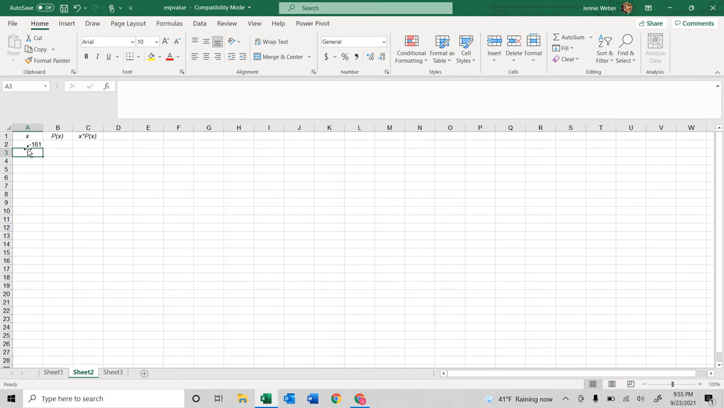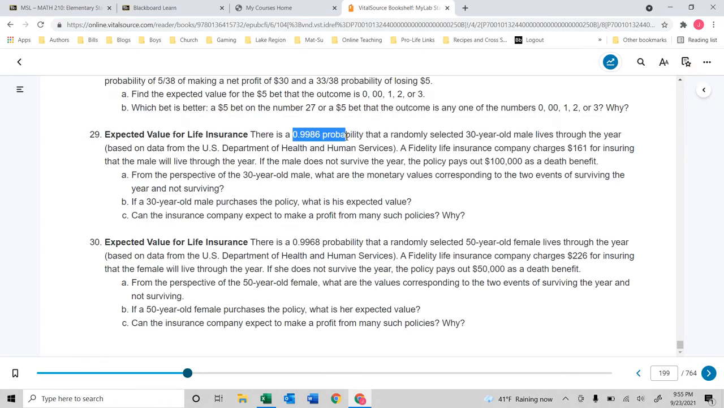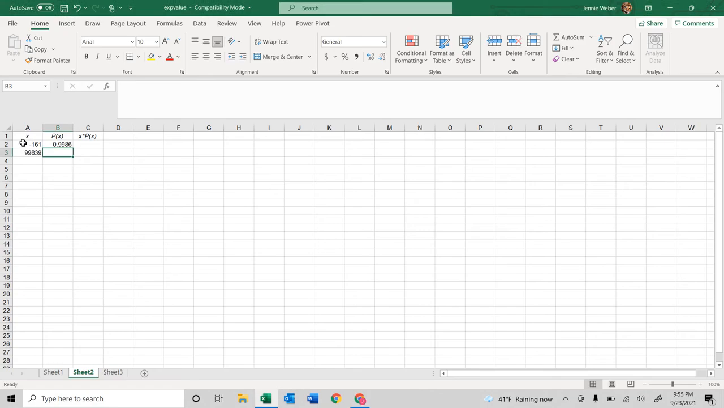Now, if he dies, what does his family get? Well, his family gets $99,839. In other words, they get the $100,000 minus the $161 that he paid in. And then we were given values for this, right? This was 0.9986. That's right there, given that was the probability that he just loses the $161. But if he dies, what's then the value? Well, 1 minus B2, so this 0.0014, that's the probability.